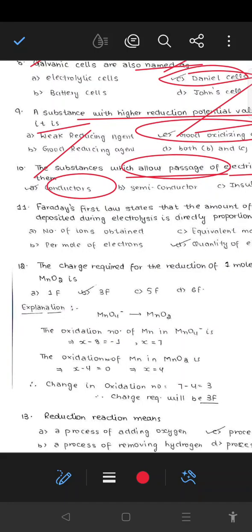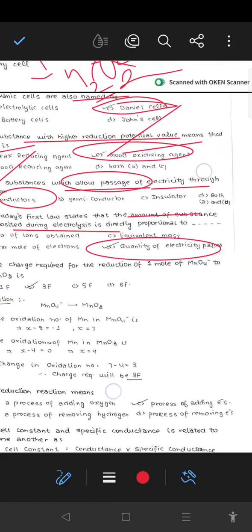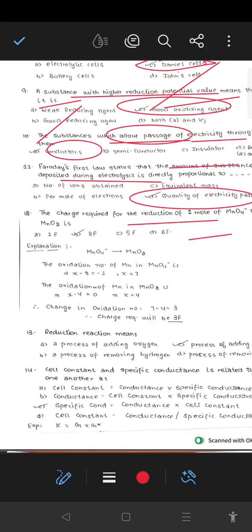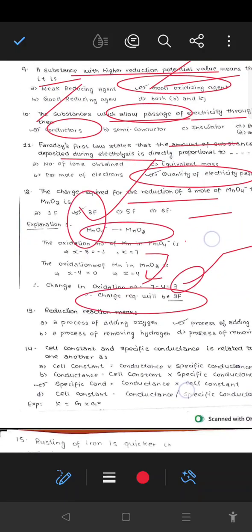Okay. Next, Faraday's first law states that the amount of substance deposited during electrolysis is directly proportional to the quantity of electricity passed. Next, the charge required for the reduction of 1 mole of MnO4 negative to MnO2. Looking at the oxidation state, it changes from +7 to +4, that is a difference of 3. So the charge required is 3 Faraday, coulomb is the right answer.